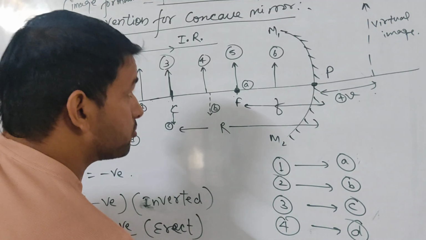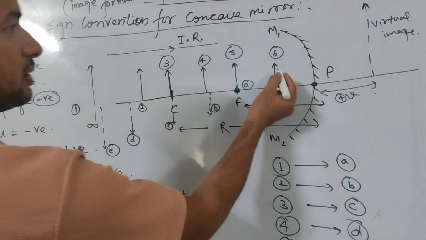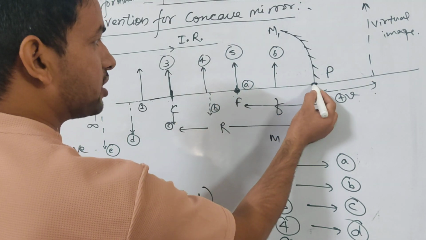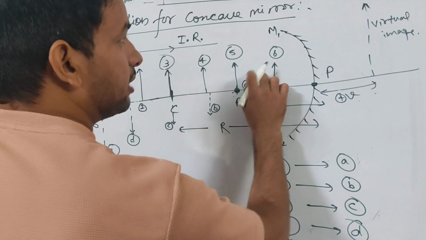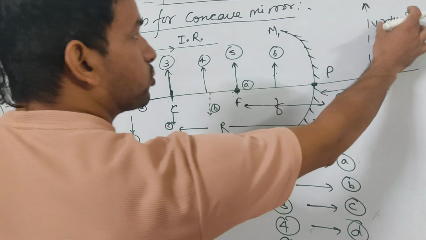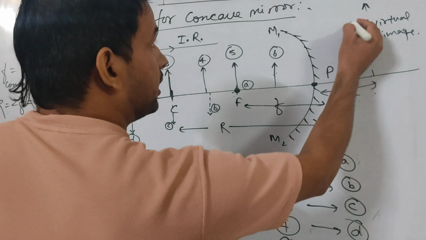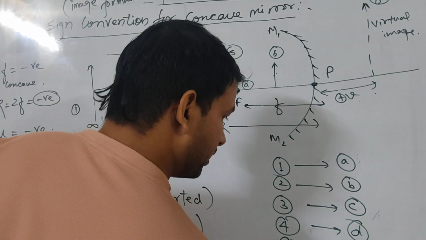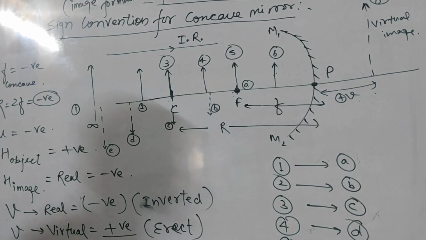E means fifth, E. And the last one, 6. The object is situated between F and P. This is the object, and the image will be formed at the backside of the mirror, which is called a virtual image. And this one, 6, it is F. So these are the things which are very clear in front of you all.